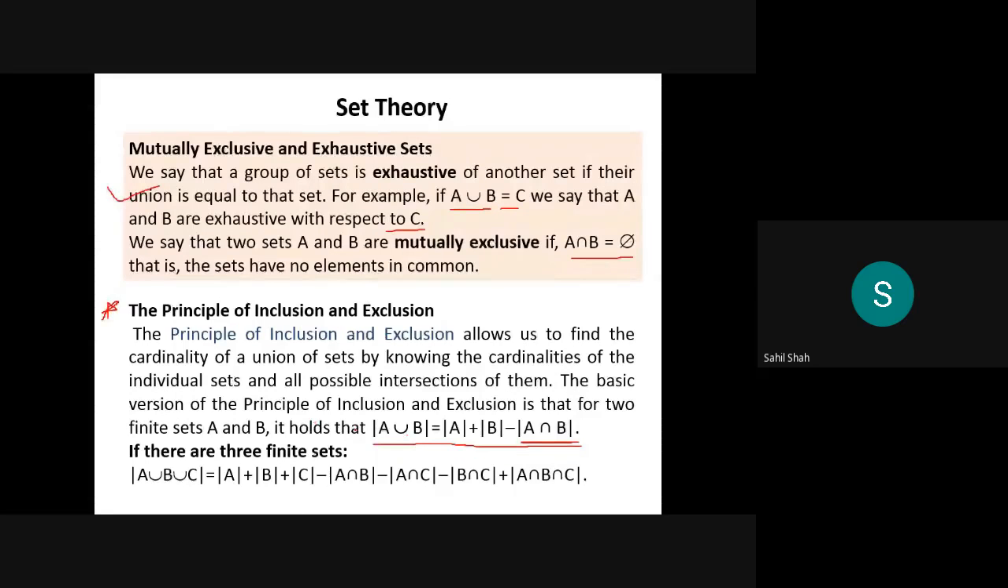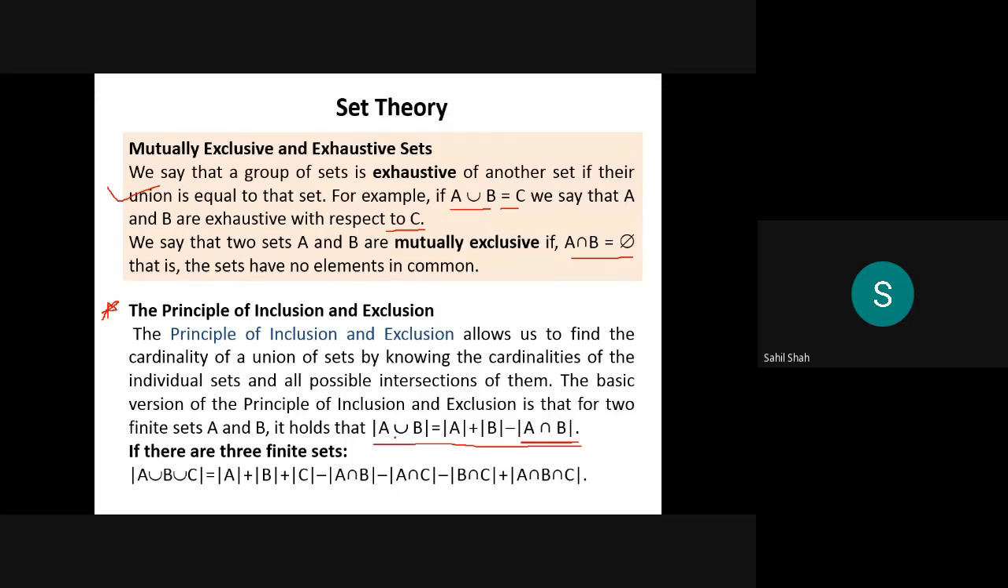I hope this is clear. In case it is not clear, what will be the principle of inclusion exclusion for mutually exclusive sets? If A and B are mutually exclusive, then there will not be any need of subtracting A intersection B because it will be phi. We will simply add the cardinalities of individual sets A and B.